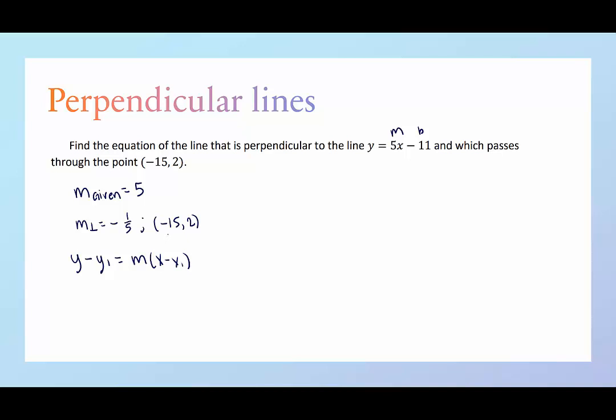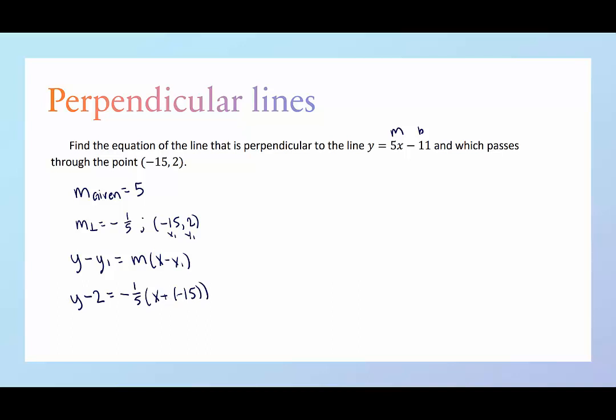So we have the slope, and then we're going to just label this point x sub 1, y sub 1, and we'll plug in. Remember, when we plug in for the perpendicular, you use the slope of the perpendicular line. Don't use the given slope. That one's done. We're all done with that one. And when I plug in, I'm going to say y minus the y-coordinate 2 equals -1/5 times x minus the x-coordinate, -15.